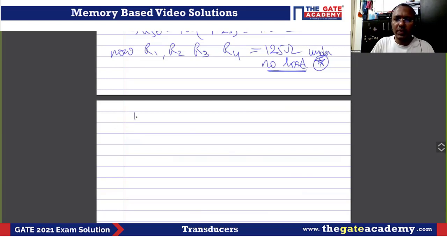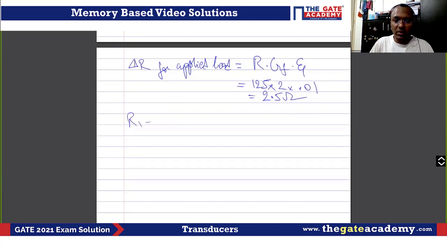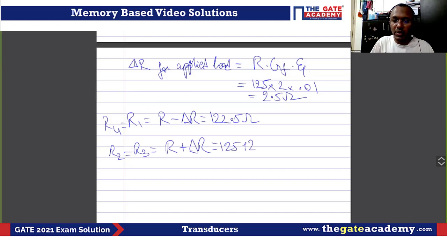So 125 ohms. Now what is delta R for applied load? It is going to be R into GF into epsilon. So R is 125 ohms, gauge factor is 2, epsilon is 0.01. So this is going to be 2.5 ohms. So R1 is going to become R minus delta R, which is 122.5 ohms. R1 and R4 are going to be like this. R2 and R3 are going to be R plus delta R, so 125 plus 2.5, which is 127.5 ohms.